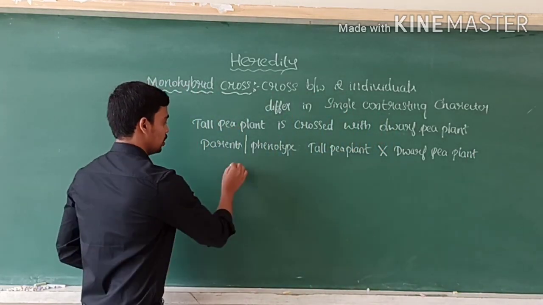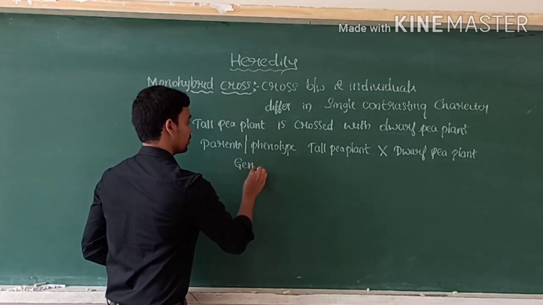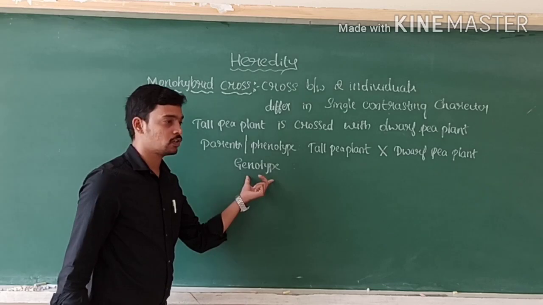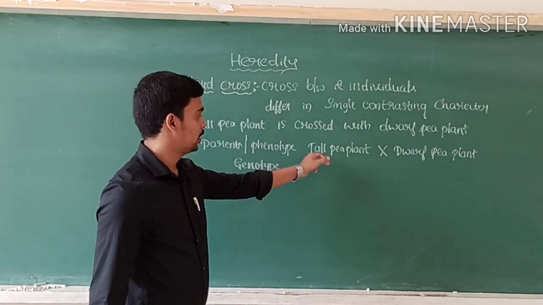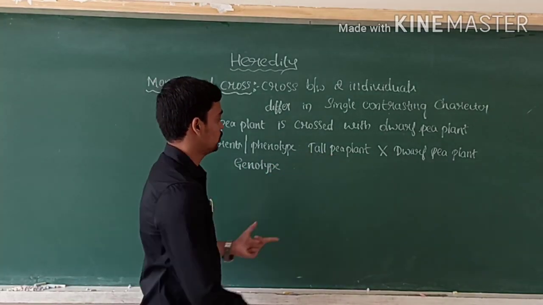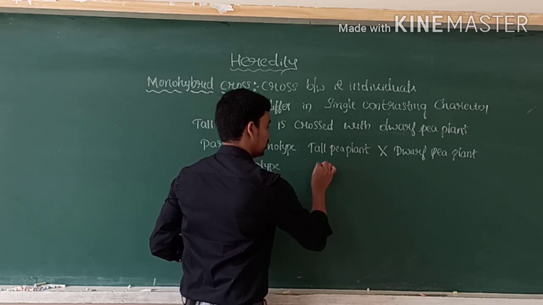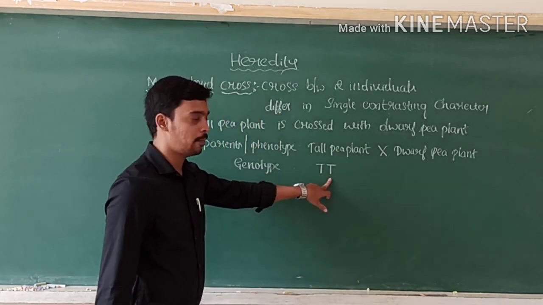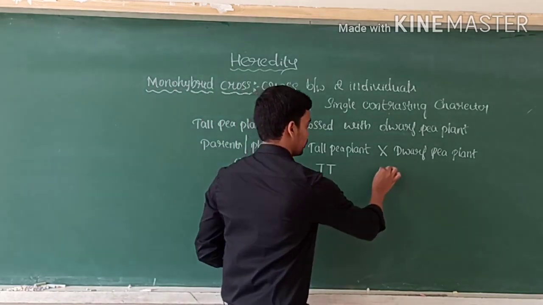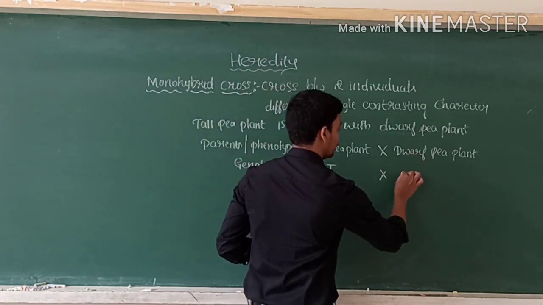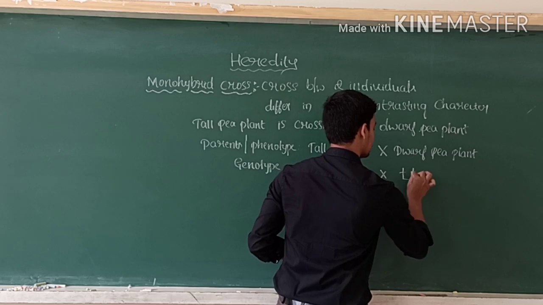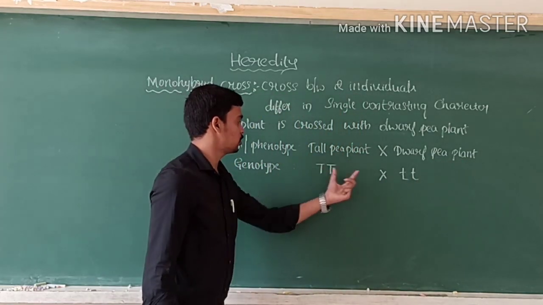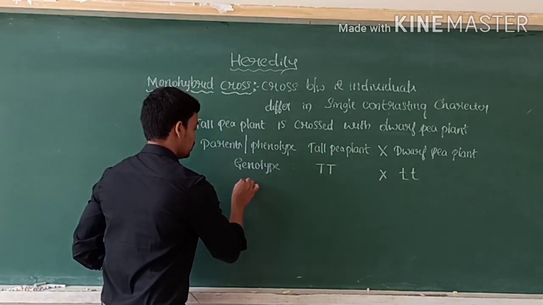And next, related to the genotype. What does genotype mean? The genetic constitution of an individual. Here tall, the character, is controlled by dominant factors, capital T, capital T. And next, related to the dwarf is small t, small t. This is the genetic constitution of an organism. Next, gametes.